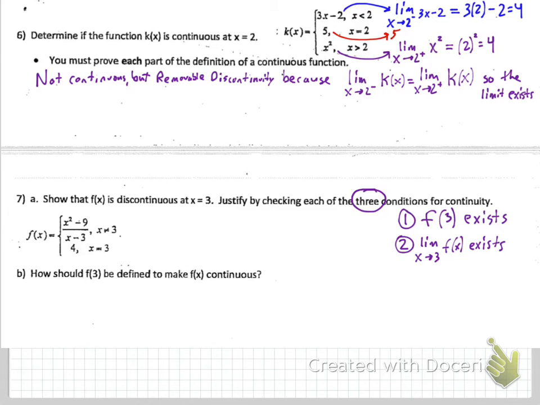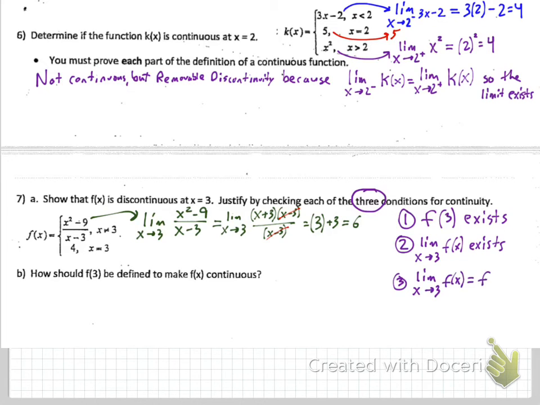The second condition for continuity is that the limit exists. So we're going to check that by evaluating the limit. And notice I can evaluate the limit from both sides at the same time using algebra. I factor that out, and I'm going to divide out the x minus 3. At this point, I can substitute the 3 in there. So we get 3 plus 3 is 6. So the limit exists. That's good.